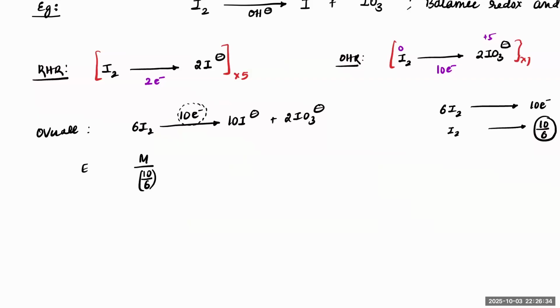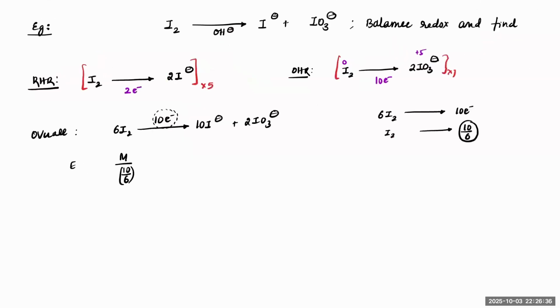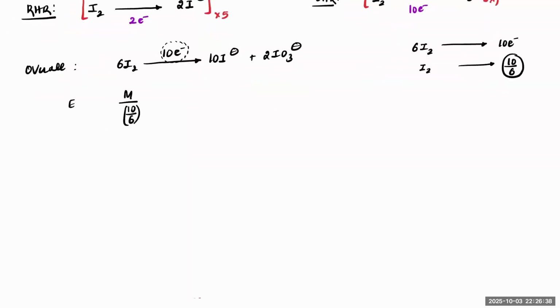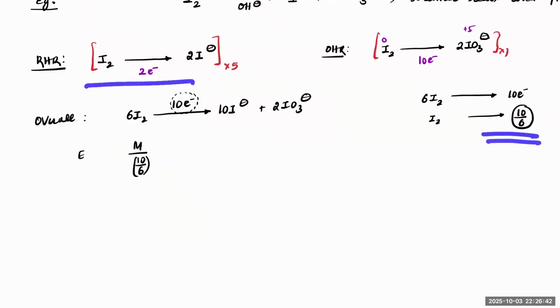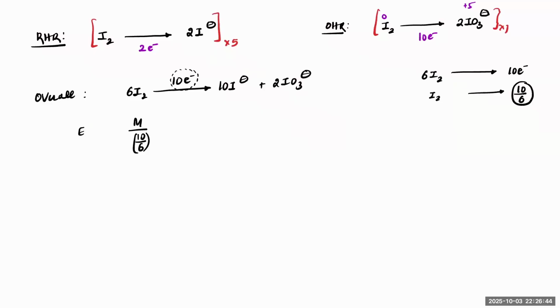This is 10 by 6. Now notice, another method is that you know that RHR and OHR. Earlier we already proved one thing, that for disproportionation as well as for intramolecular, we can actually add the individual equivalent weights, individual equivalents. So same thing I'm doing here. Equivalent weight in RHR.